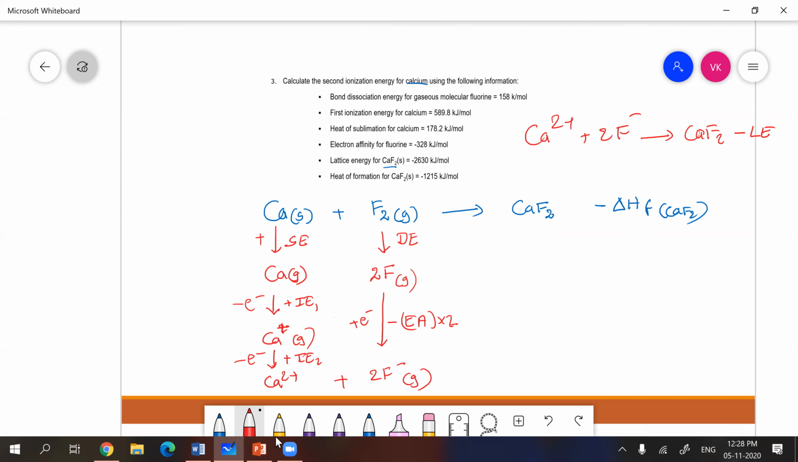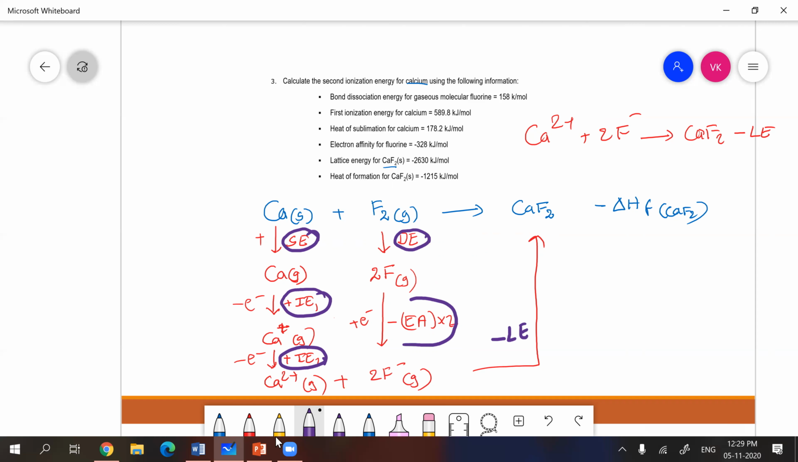Now calcium plus fluoride will give you calcium fluoride in their gaseous state, gaseous atomic state, gaseous anion and gaseous cation. The energy released here, what do we call it? We call it lattice energy. It is a negative value. Now you see the energy that is released plus sublimation energy plus ionization energy 1, second ionization energy, dissociation energy, electron affinity times 2. Why? Because 2 fluorines, for each fluorine minus electron affinity. 2 fluorines we have, so that's why I took 2.